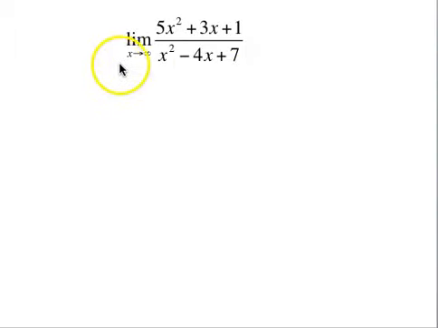So our first example is the limit as x approaches positive infinity of (5x² + 3x + 1) over (x² − 4x + 7). X is getting very large: 1,000, 100,000, 100 million. If that happens, what happens to this function? Where does this function go?